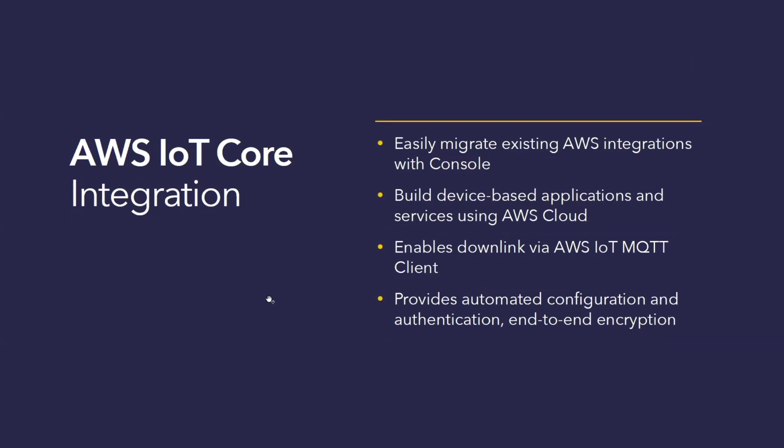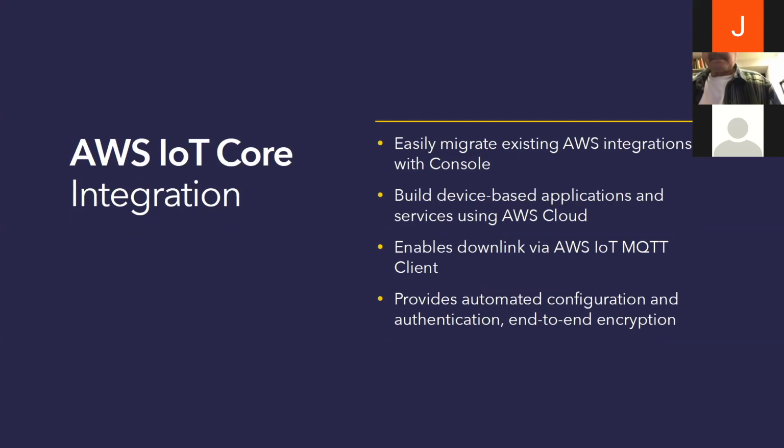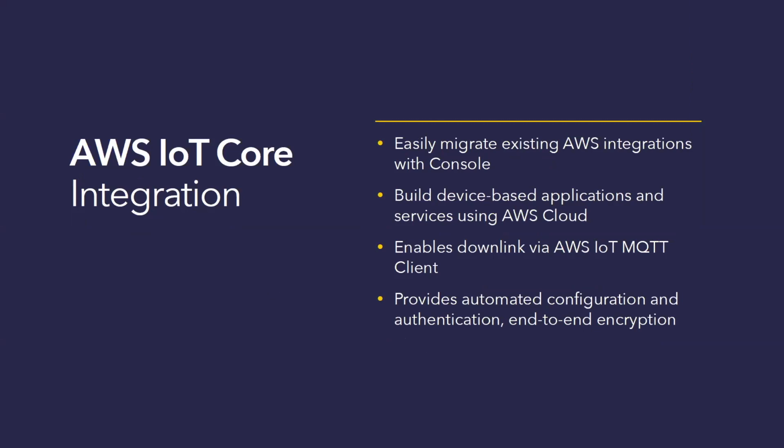Moving on, we have AWS IoT Core integration. AWS is one of those things that really doesn't need much introduction. It's one of the premier cloud service platforms that's very commonly used for IoT. By adding this AWS IoT Core integration, we now have the ability to easily migrate existing applications using our device management dashboard called Console. A small subset of features with this integration is that you are able to use downlink via the AWS IoT MQTT client, and it provides a secure platform with end-to-end encryption.